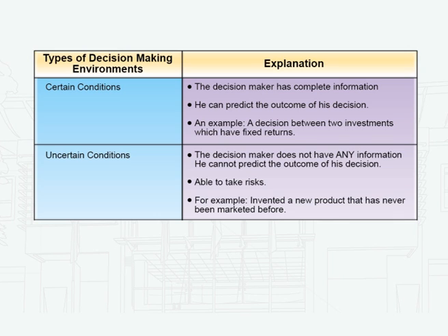Under uncertain conditions, the decision maker does not have any information that would help in his decision making. Therefore, he cannot predict the outcome of his decision. People who make decisions under uncertain conditions are those who are able to take risks. For example, suppose you have just invented a new product that has never been marketed before. You do not know whether people will like your product or not. In this case, you have to take a risk if you want to sell your product, as you do not have any existing information to help you.